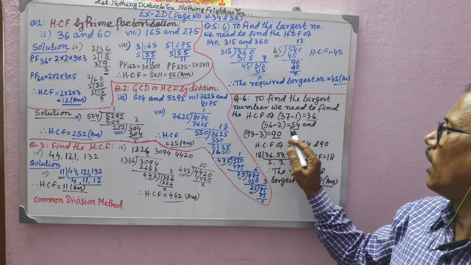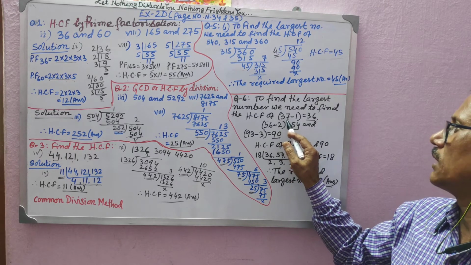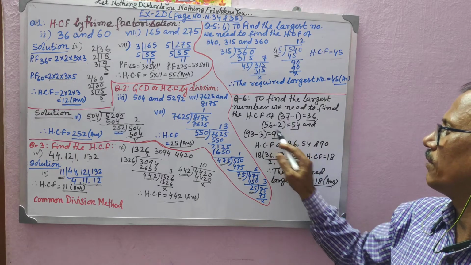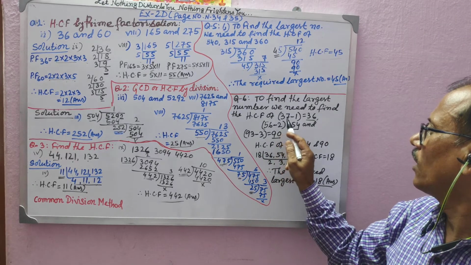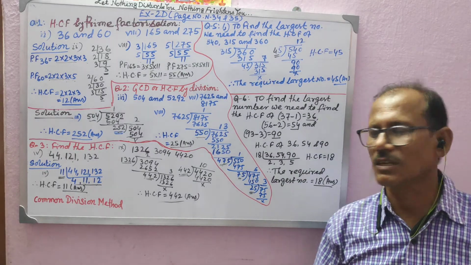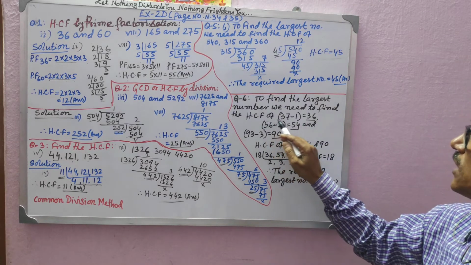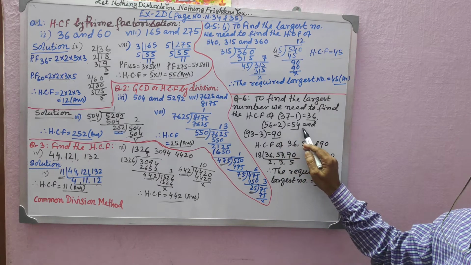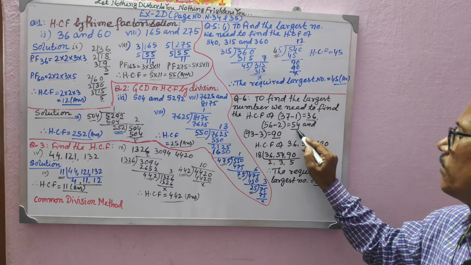The remainders are 1, 2, 3 respectively. It means 1 is the remainder when dividing 37, 2 is the remainder when dividing 56, and 3 is the remainder when dividing 93. Therefore, we will have to subtract 1, 2, 3 from those numbers and find the HCF. That will be the answer. So to find the largest number, we need to find the HCF of 37 minus 1, 36, 56 minus 2, 54, and 93 minus 3, 90. So we have to find the HCF of 36, 54 and 90.